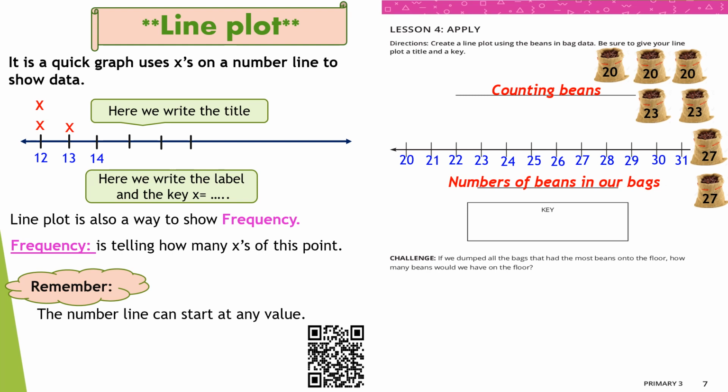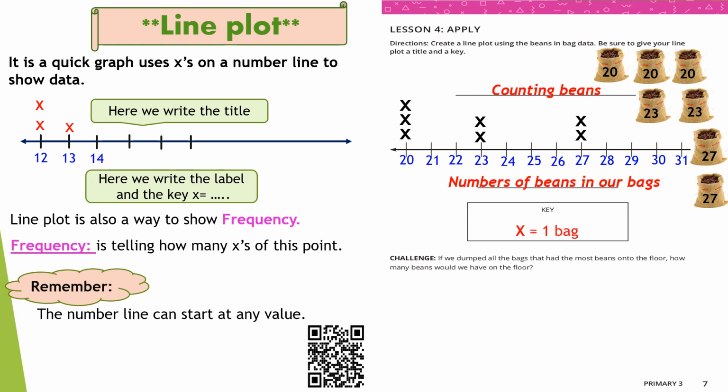Let's start to put our x's. We found that 3 bags contain 20, so on 20, we will write 3 x's. And we found that 2 bags contain 23, so at 23, we will write 2. And 2 bags contain 27 beans, so we will write 2 x's at 27.